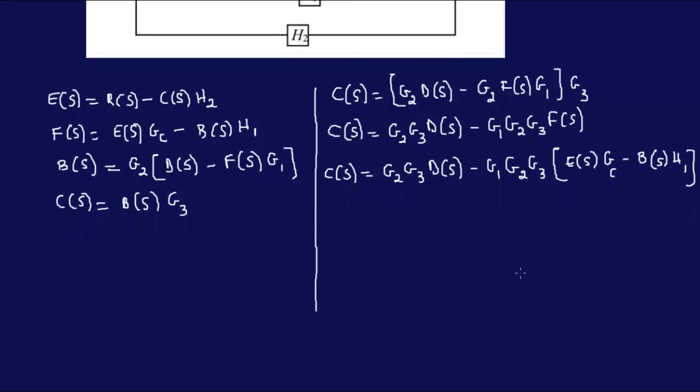Wow, this is going to be huge. C(s) is equal to, let's go ahead and replace E(s) and then replace B(s) later. So G2 G3 D(s) minus G1 G2 G3, all of this together. Let's expand. G1 G2 G3 Gc E(s), so I have a minus sign. Oops, yeah, plus, then it'll be plus G1. Let's do this.